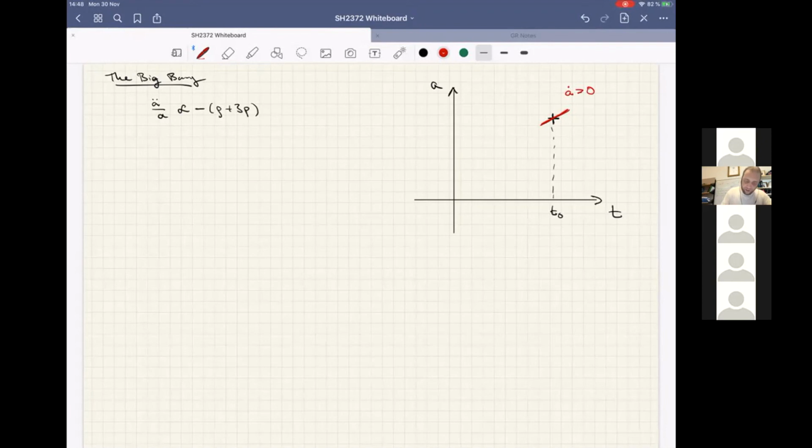However, if we look at this expression and we look at the right-hand side, we see that unless P is smaller than minus rho over 3, then A double dot is smaller than 0. That means that we're going to have generally something that curves down. So if I extend this linearly, so if A double dot would be 0, I would be along that curve.